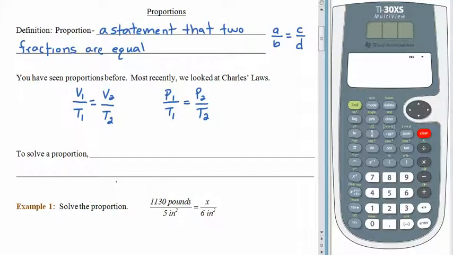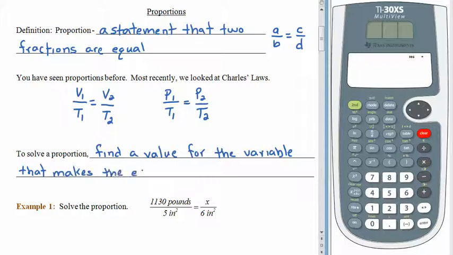If we're going to solve a proportion, we solve a proportion the same way we solve any other equation. Our job is to find a value for the variable that makes the equation true. All right, so let's get started and we'll try a few examples.